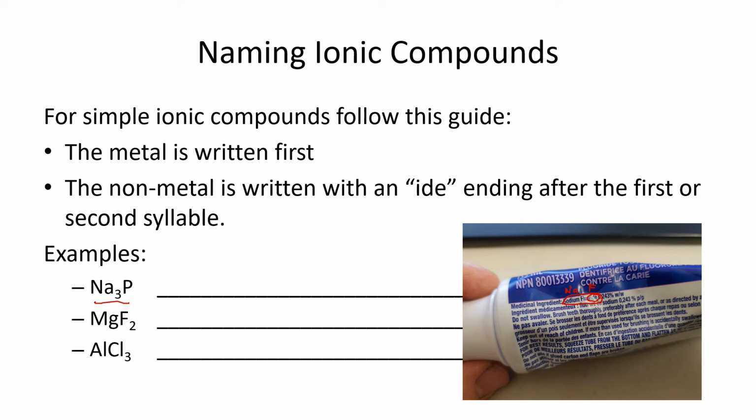So for our examples here, we have sodium again, only this time it's phosphorus, so you say phosphide. And we got magnesium. And instead of fluorine, you'll say fluoride, just like on the toothpaste. And for this last one, we got aluminum. And then for the last one, it's chloride. So just add on that suffix in place of the ending on the second element, and you've got yourself a name for your ionic compound, at least the simple ones.